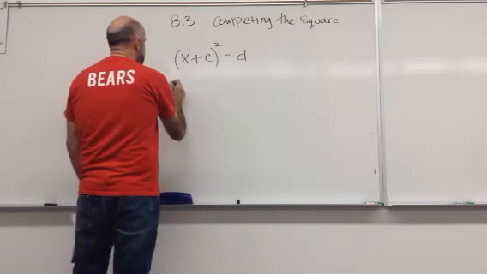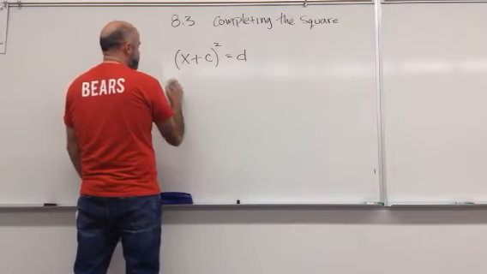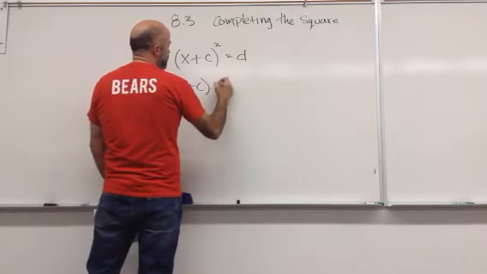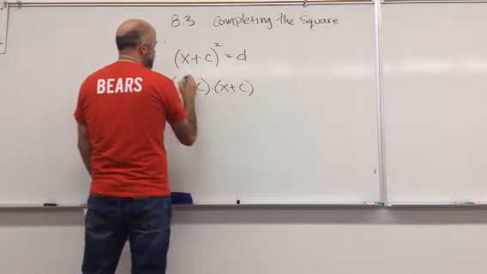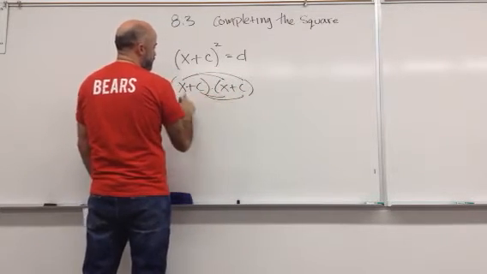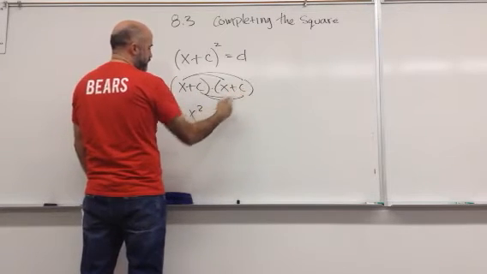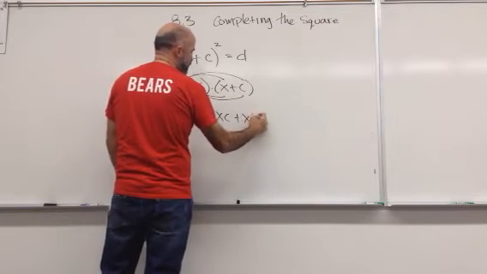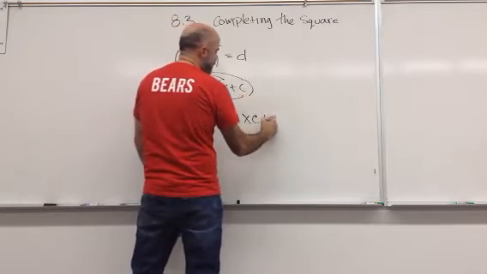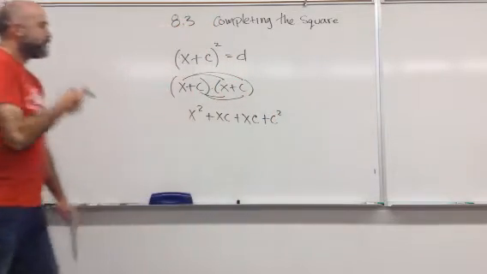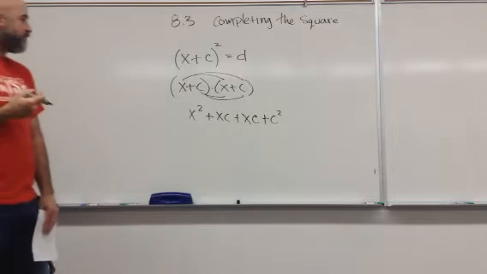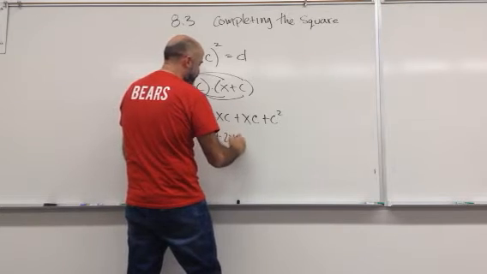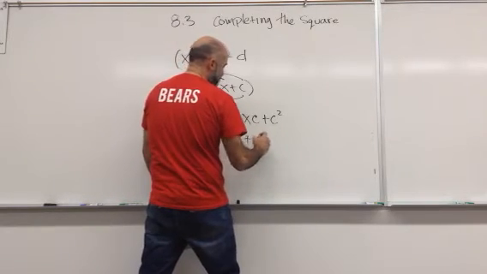So if we were to FOIL this out, it would be x plus c times x plus c. That is the Santa hat. x times x is x squared. x times c is xc, plus x times c is xc again, and then c times c is c squared. Okay, this is all in your notes, but if you're having a hard time with the notes, these two are like terms: x squared plus 2xc plus c squared.